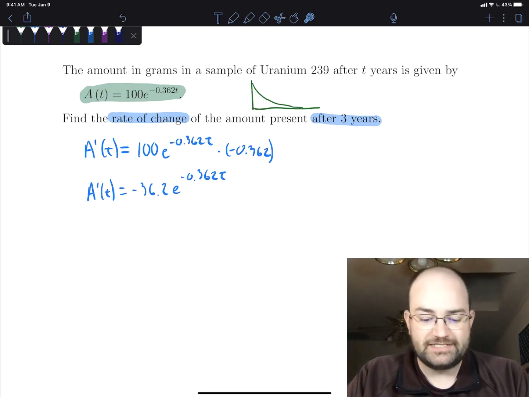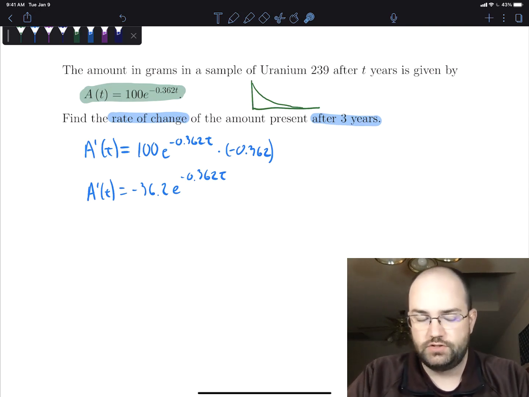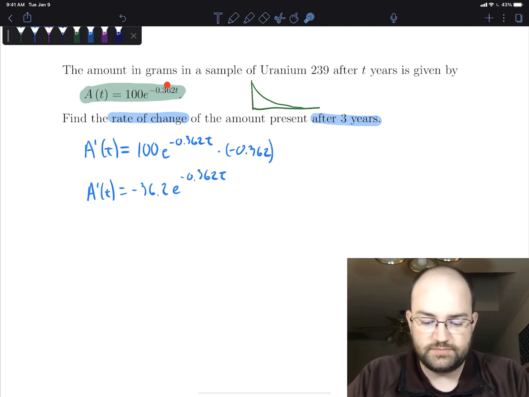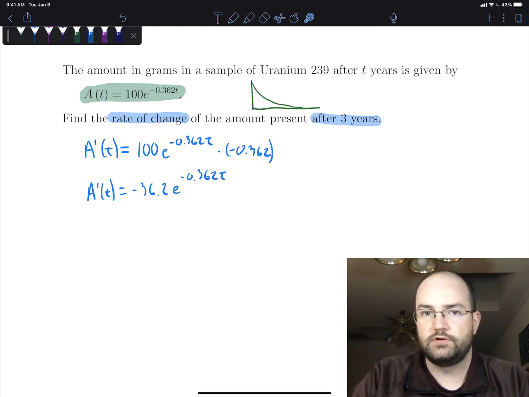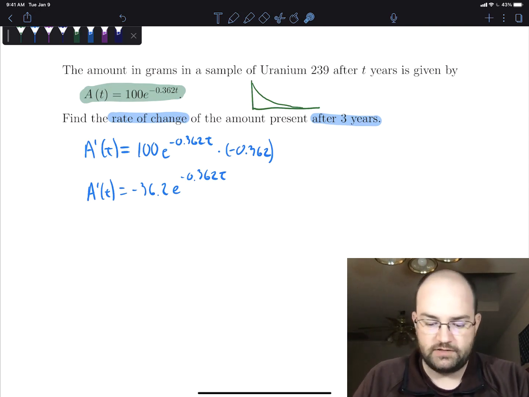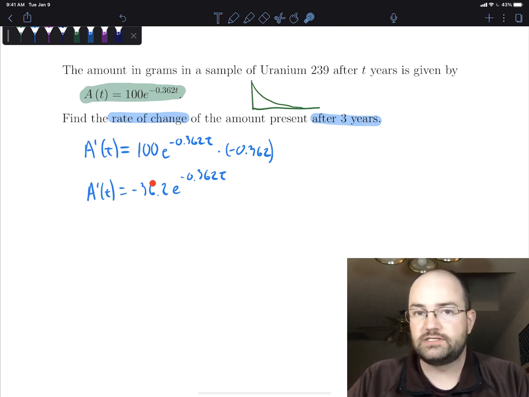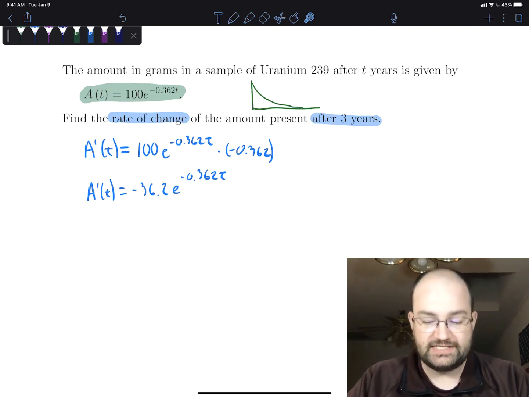Now here's the thing, because this is in this form, this negative 0.362 is telling me the rate of change at any given time in terms of percentage. So every year it's going to be reduced by 36.2% every single year. Notice that that actually is correct here, because if I do A prime of 0, if I plug in 0 here, that gives me e to the 0 power, and e to the 0 is just 1. That leaves me with negative 36.2. So in the first year, because you had 100 to begin with, it's reducing at 36.2 grams in that year.